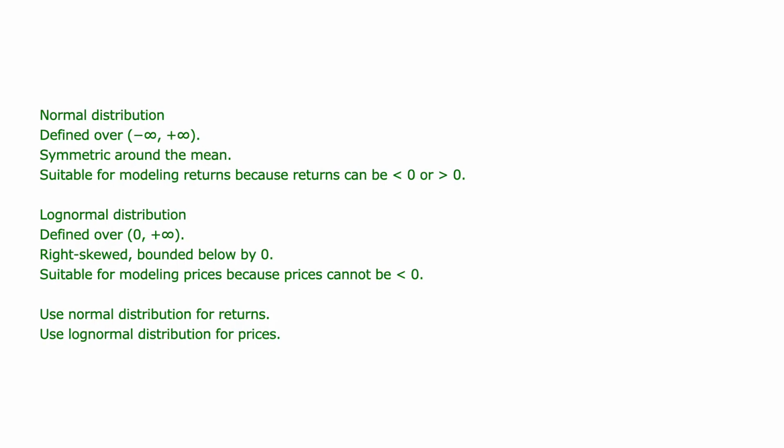Normal distribution: its range is negative infinity to positive infinity, making it a good approximation for returns because it allows for negative values. Log-normal distribution: its range is 0 to positive infinity, making it the appropriate model for asset prices because they are non-negative and typically right-skewed.